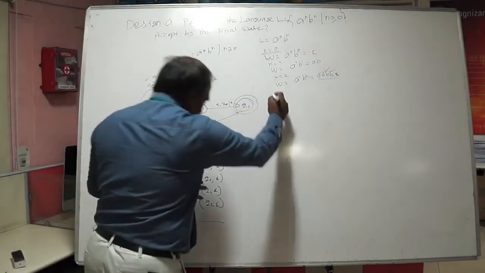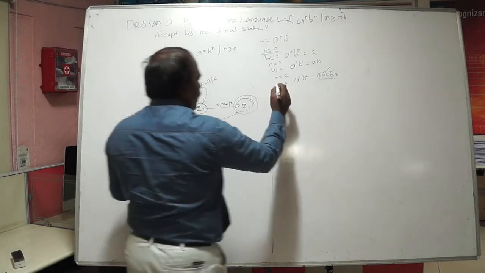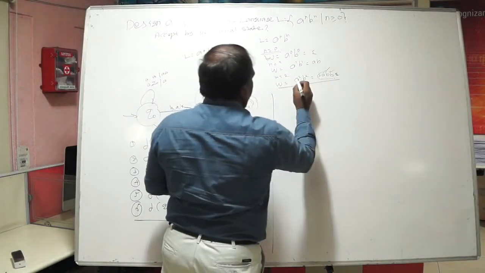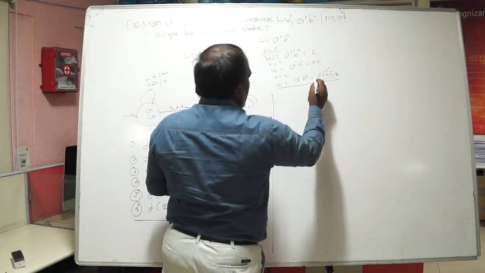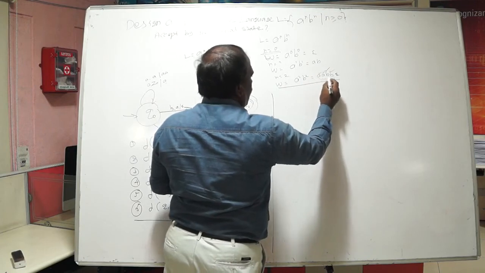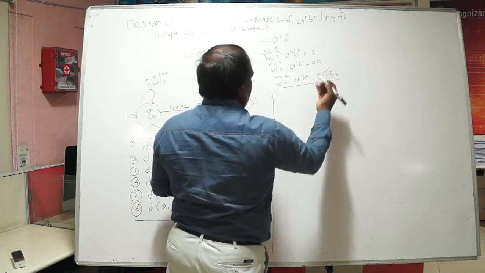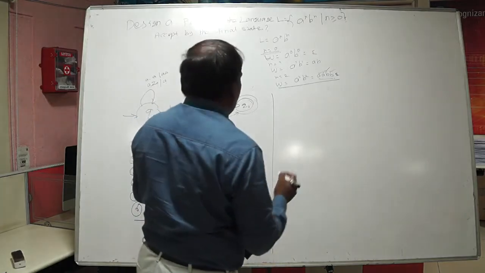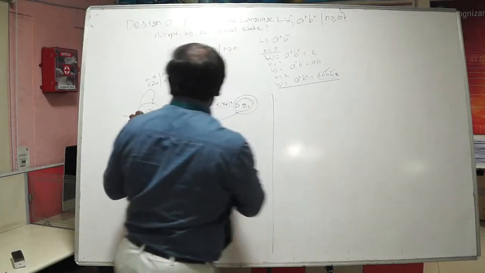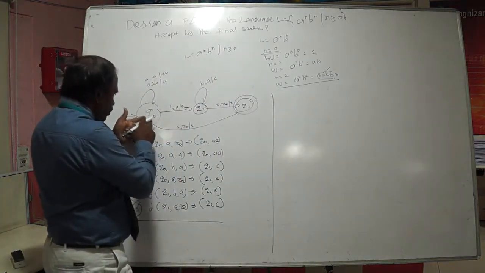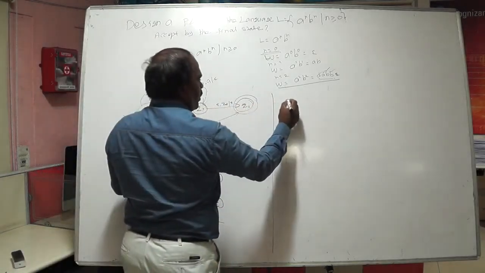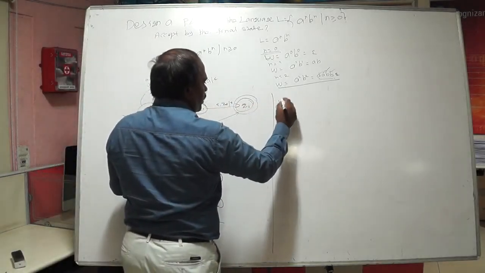Let us see one example. Take a power 2, b power 2, so actually the input is AABB followed by epsilon. Okay, let us take this example. The starting state of the PDA is Q0. I am going to give Q0 as the starting state.